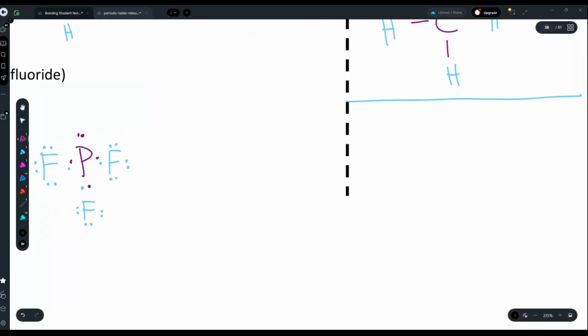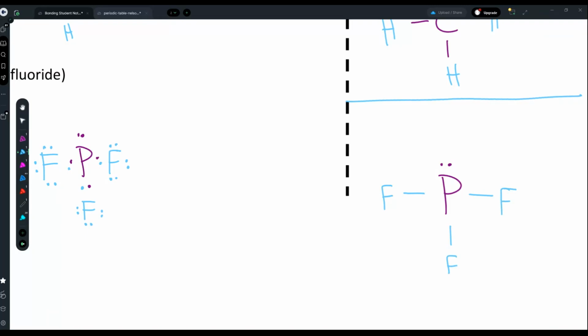So phosphorus, and then I'm going to keep that lone pair on my central atom. There's my 3 bonds, and then fluorine. I don't need to draw the lone pairs on my terminal atoms, so those are the ones that are not in the center. You don't have to draw the lone pairs on the terminal atoms, but you do have to draw the lone pairs on the central atom.